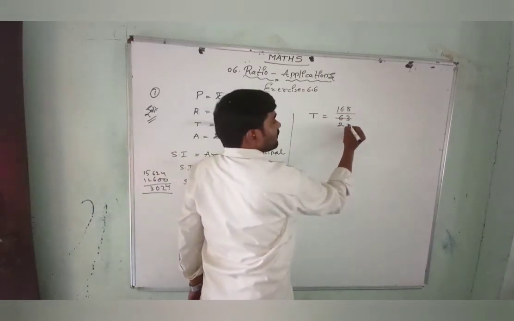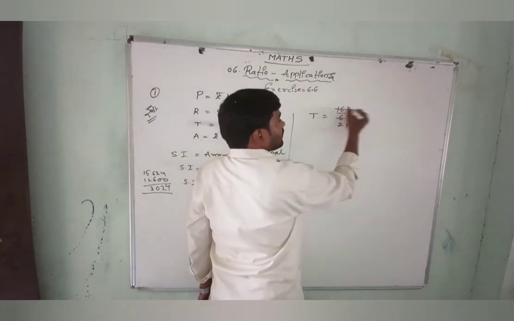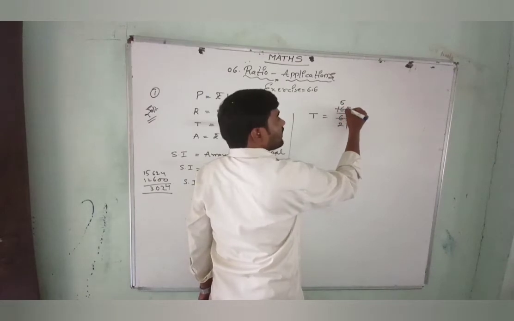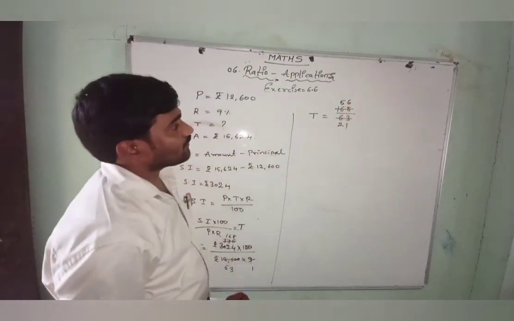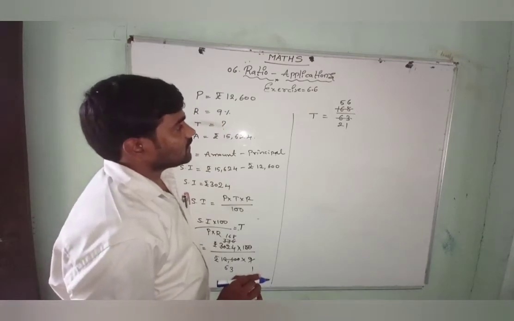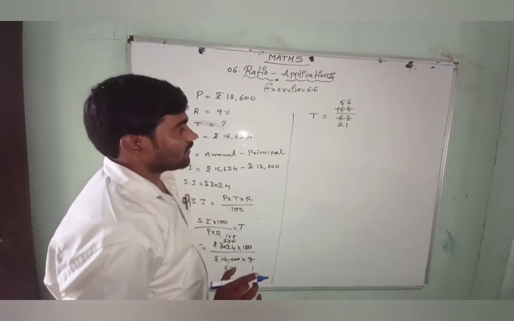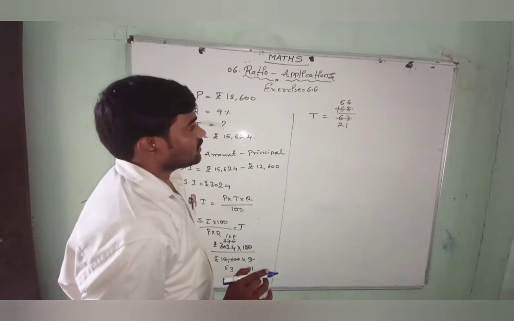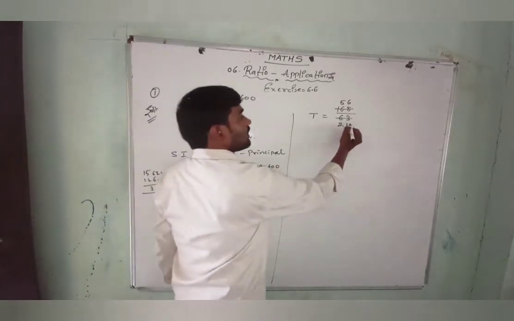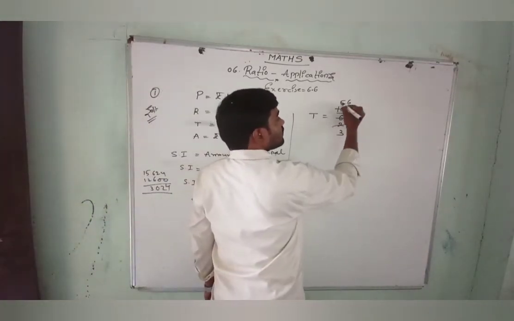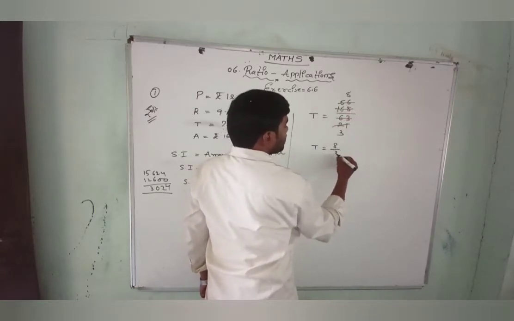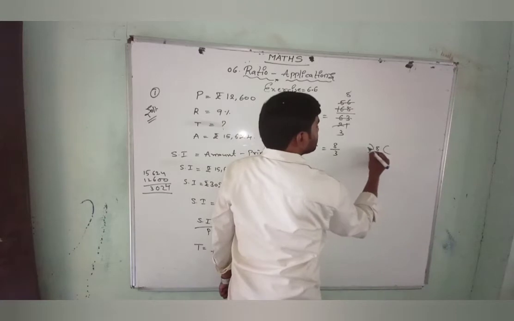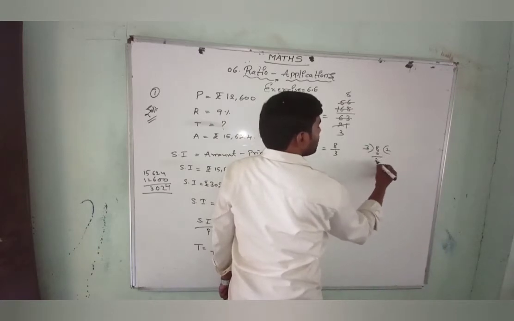3 table. 3 2s are 6, 3 5s are 15, 1 left, 3 6s are 18. So again, if you see, it is 56 by 21. 7 3s are 21, 7 8s are 56. The time is equal to 8 by 3. This 8 by 3 is nothing but 3 2s are 6 and 2 left.